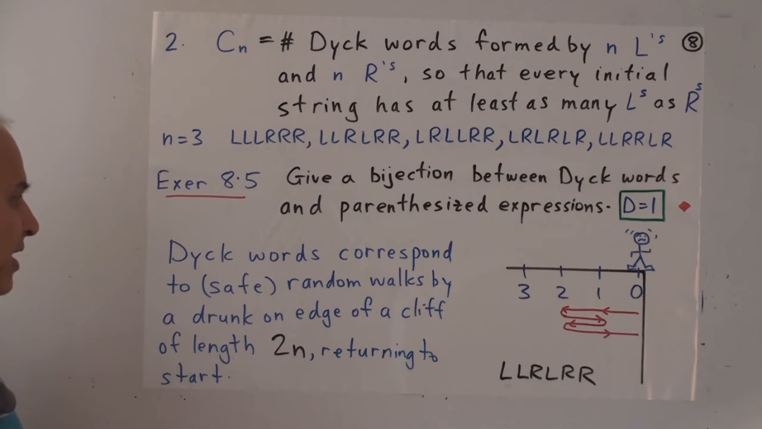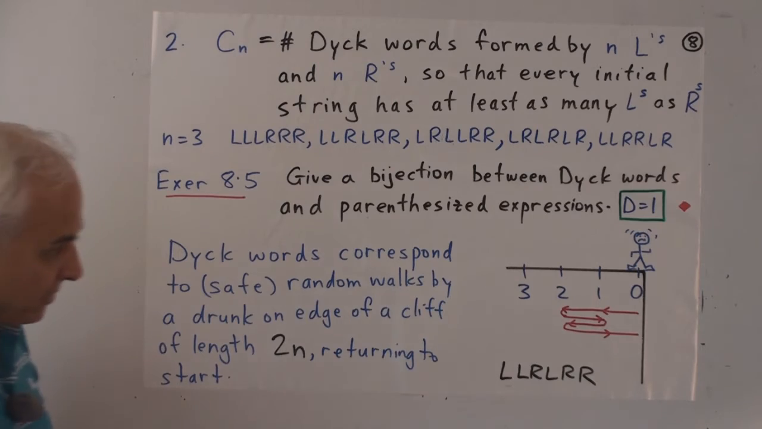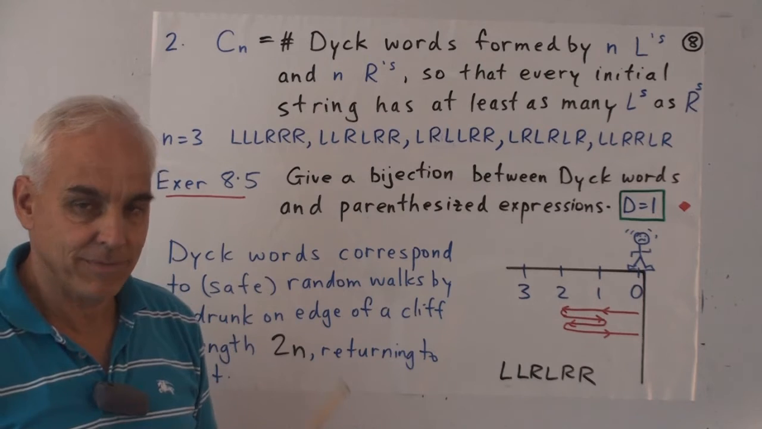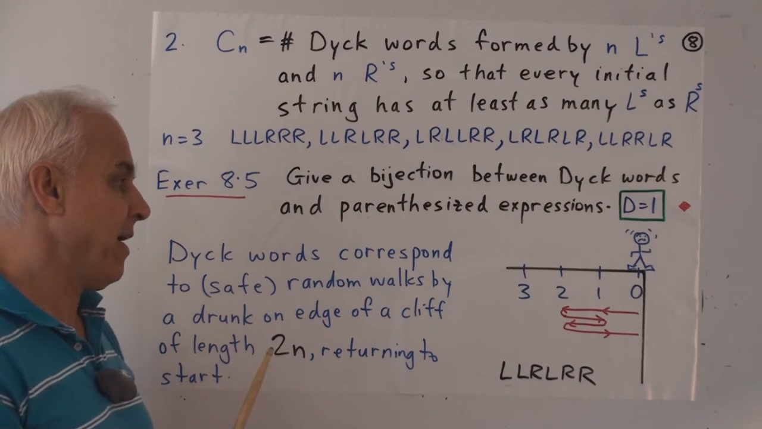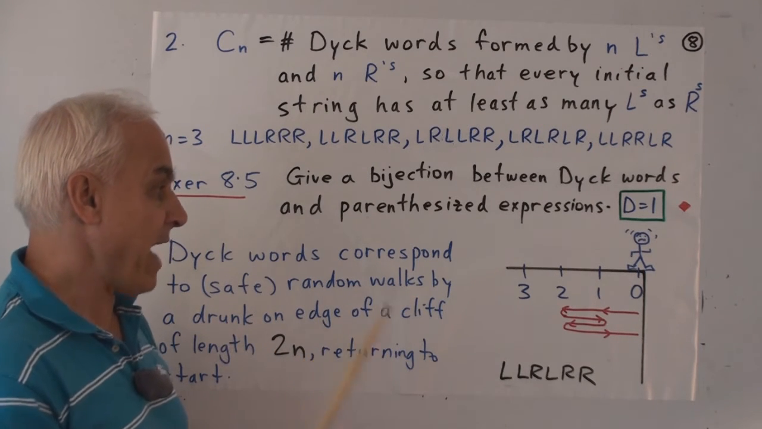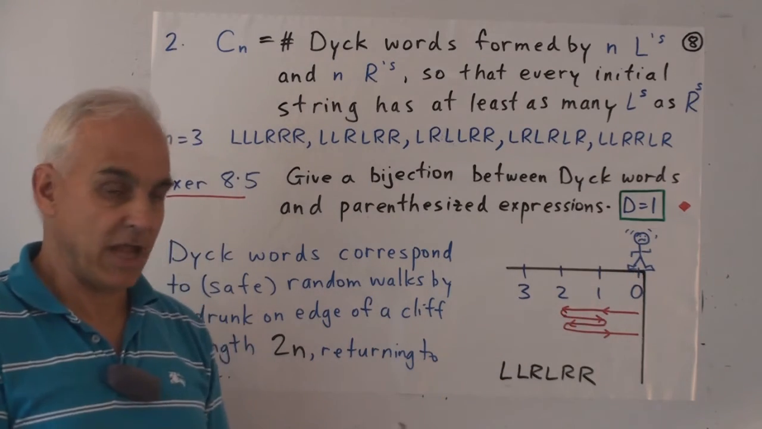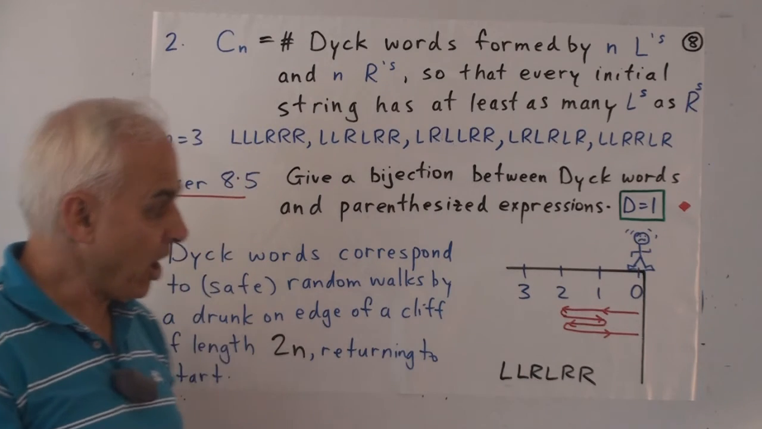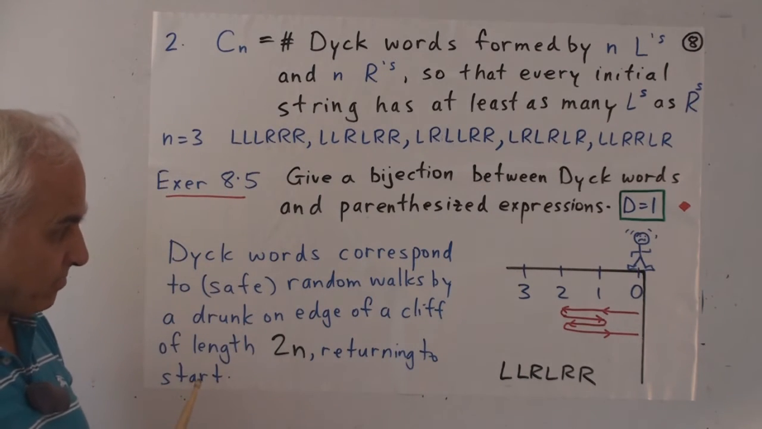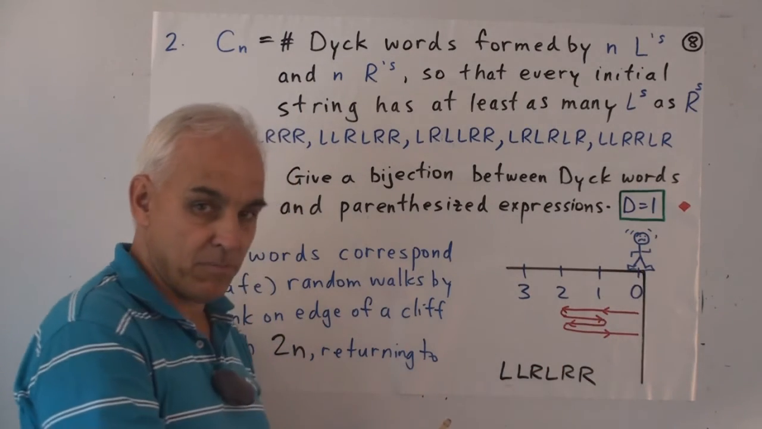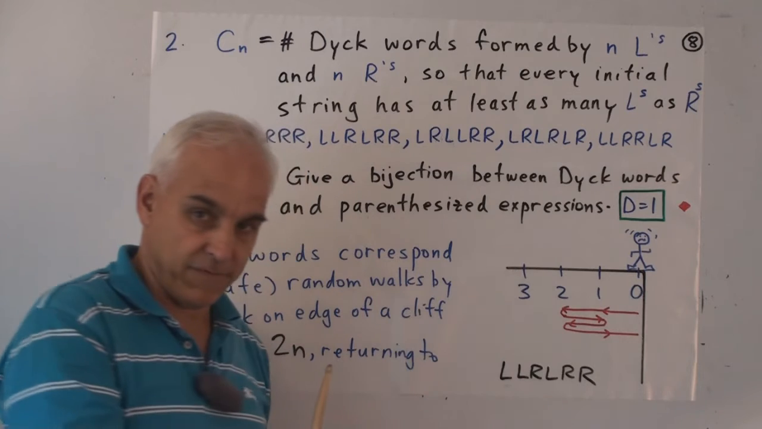These Dyck words correspond to an interesting, sort of amusing walk kind of counting problem, where you have a drunken person who is taking random steps, and we're counting how many paths he can take, where he's going to take, say, 6 steps altogether and come back to where he started, but he has a bit of a problem in that he's at the edge of a cliff, so that if he ever takes a step beyond there, he's going to fall off that cliff.